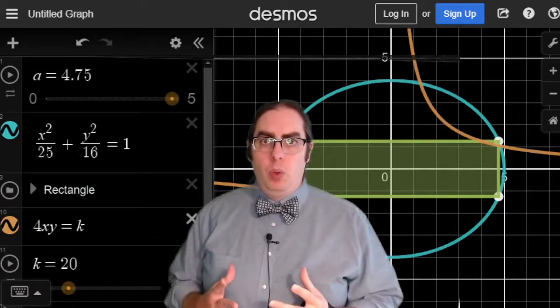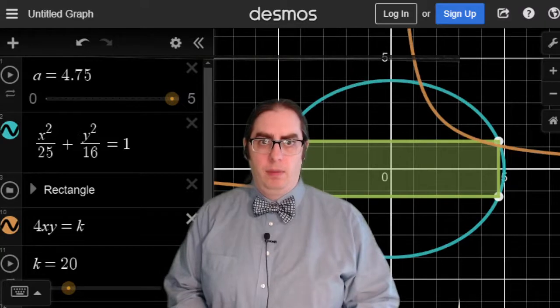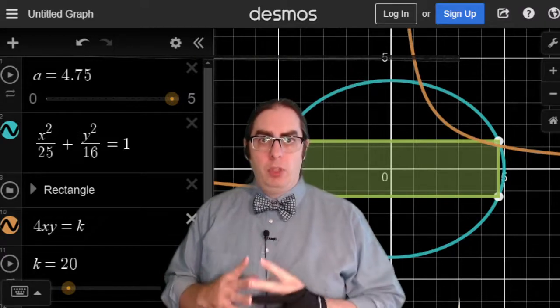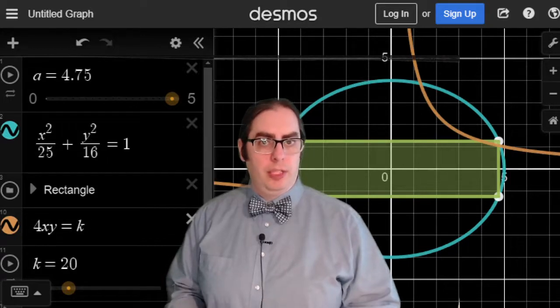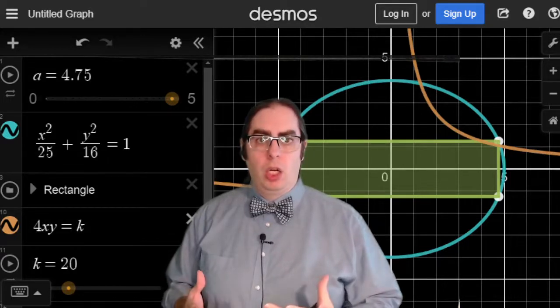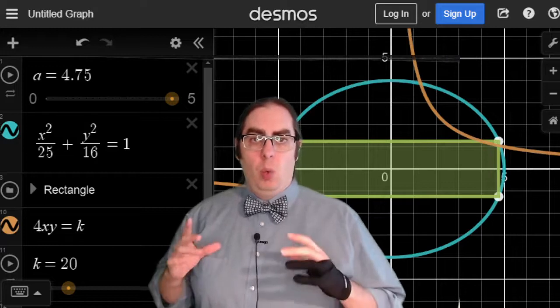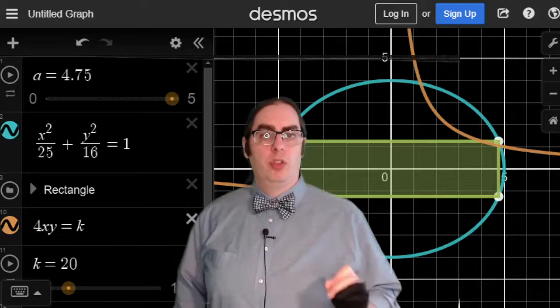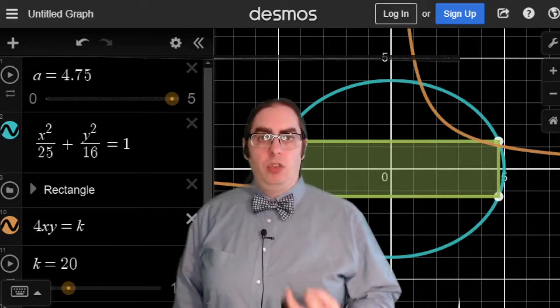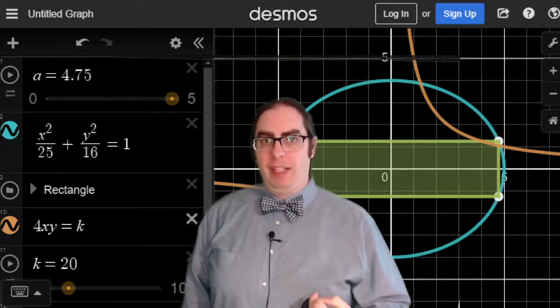So what are we looking at here? The level curves of our constraint are telling us where the intersection points happen, where we can draw the corners of our rectangle so that we get a specific area.